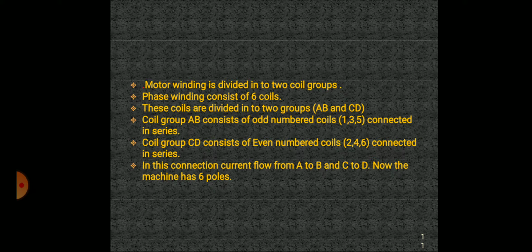These coils can be made to carry current in the given direction by connecting coil groups either in series or parallel manner. Current flows from A to B and D to C. Now the machine has 6 poles. If the current through the coils of group AB is reversed, then all coils will produce north poles. Fluxes coming out of these north poles will now find a path through the interpole spaces, consequently producing south poles in the interpole spaces. Now the machine will have 12 poles.